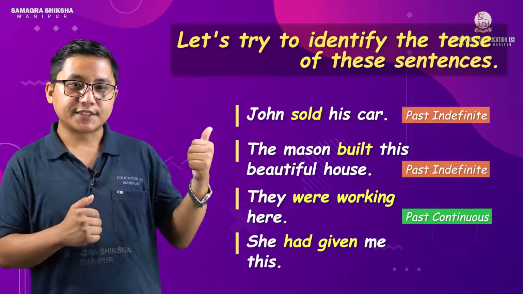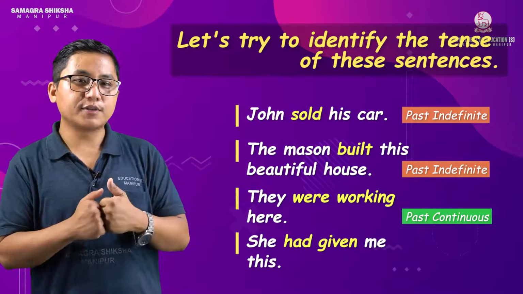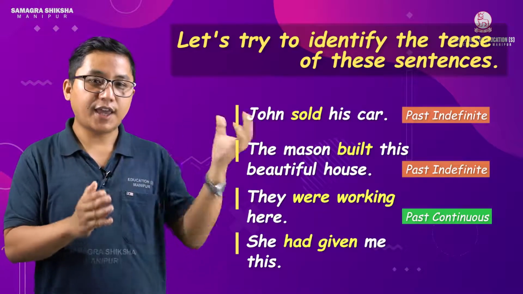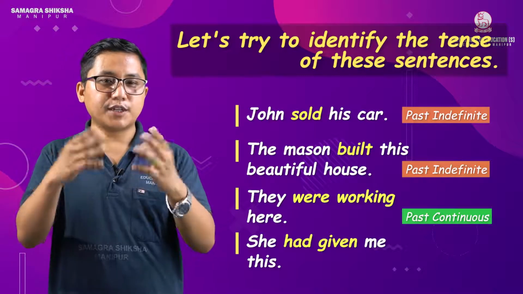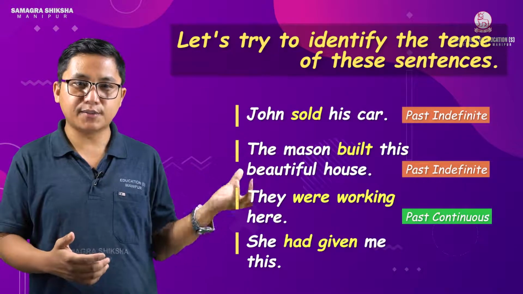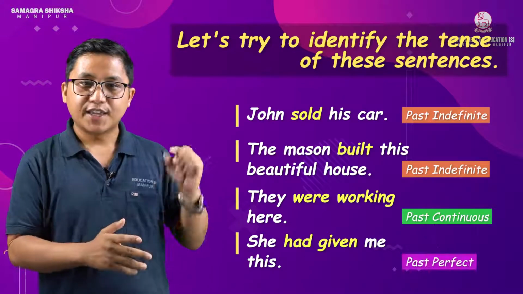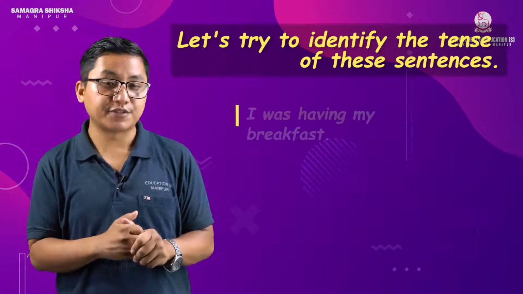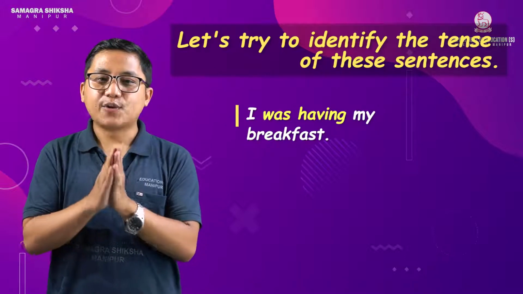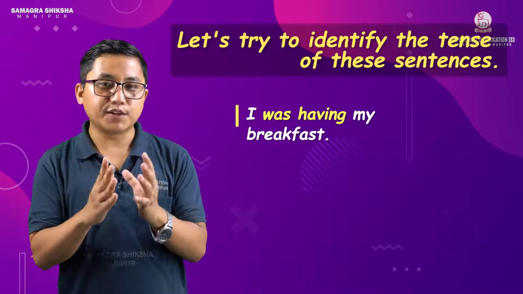Look at the verb. The verb is in third form, given, and had is used. So, verb in third form with had: it is past perfect. Next one: I was having my breakfast. See here, I was having.